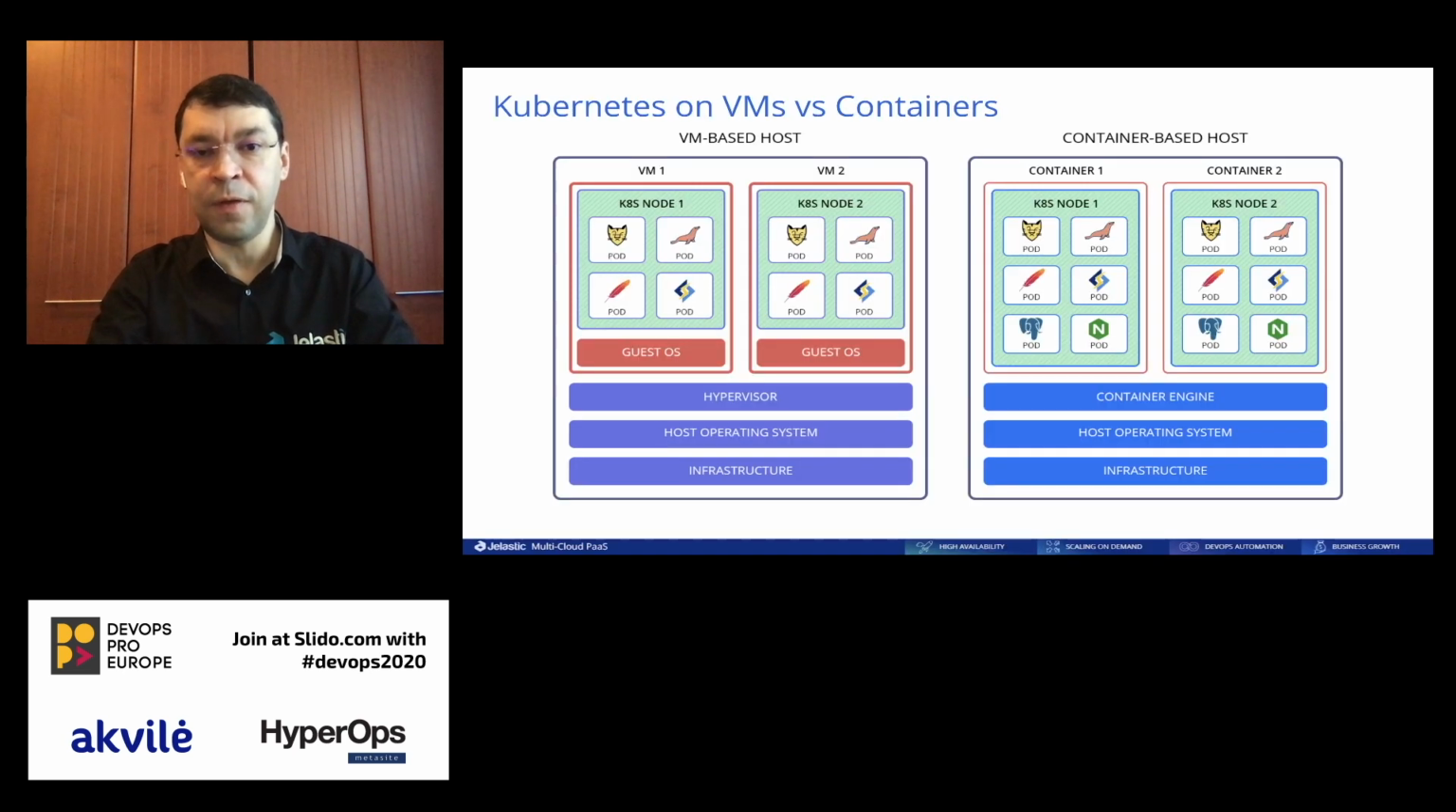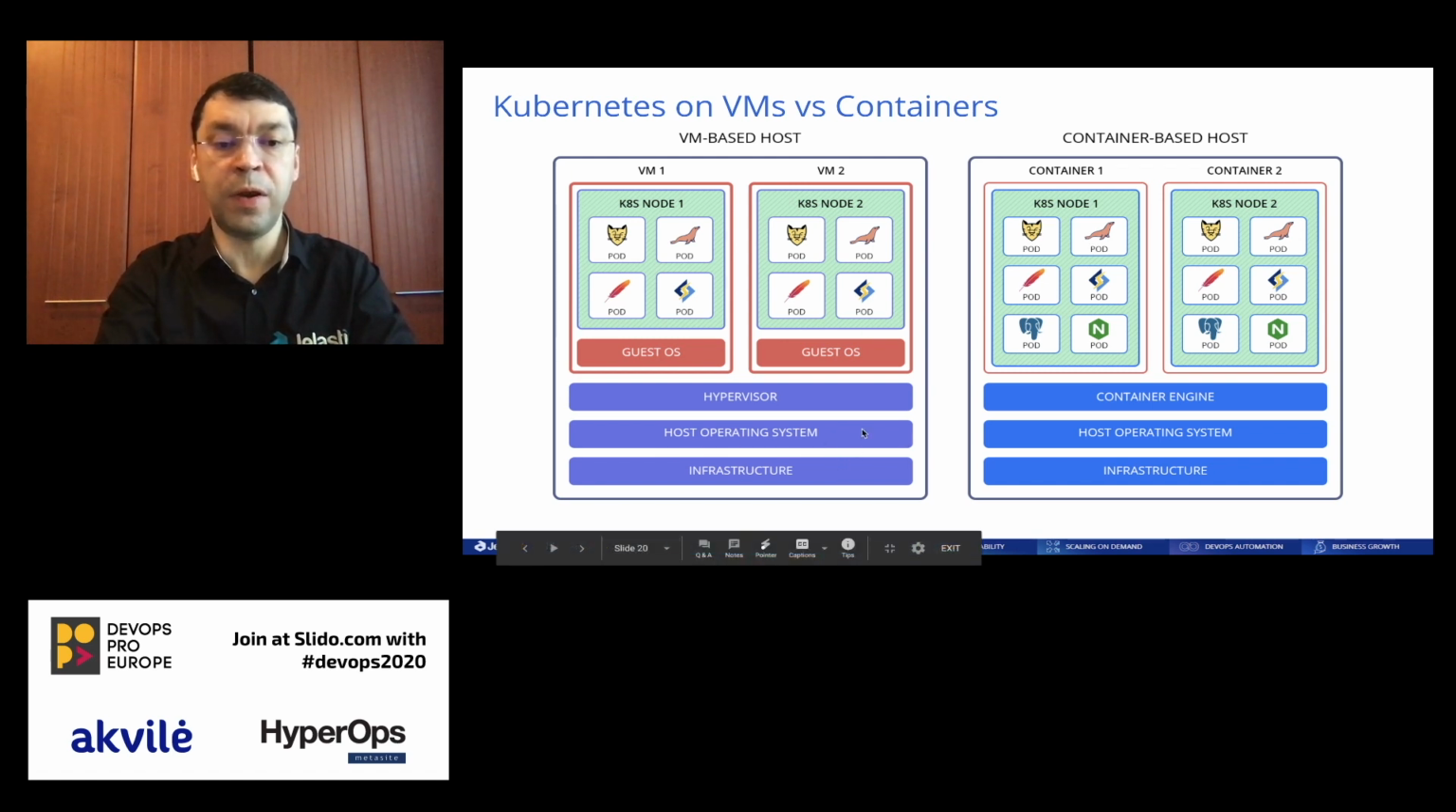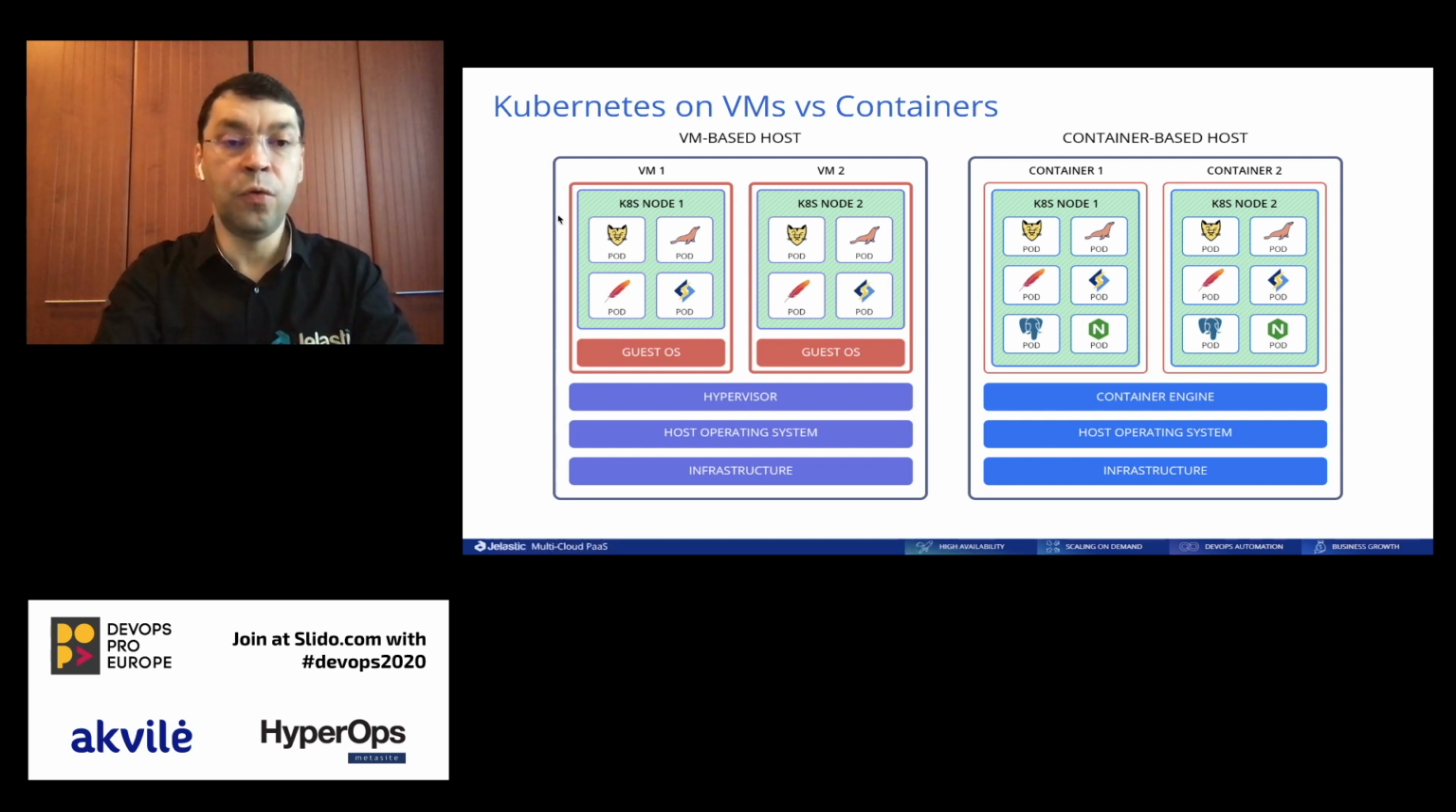Now, talking about the efficiency of infrastructure, let's analyze two use cases. On the left side, we have Kubernetes running on a VM-based host. We have infrastructure here, we have the host operating system, a hypervisor, then we have two virtual machines, and each of them has a guest OS, right? And then we run a Kubernetes node inside this virtual machine. This is how it works at the majority of cloud vendors today. As you can see, the virtual machine has a guest OS, and this guest OS definitely has its own memory, CPU and disk footprint. So it's not free.